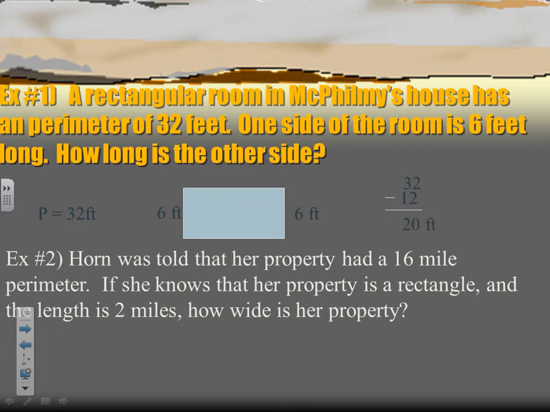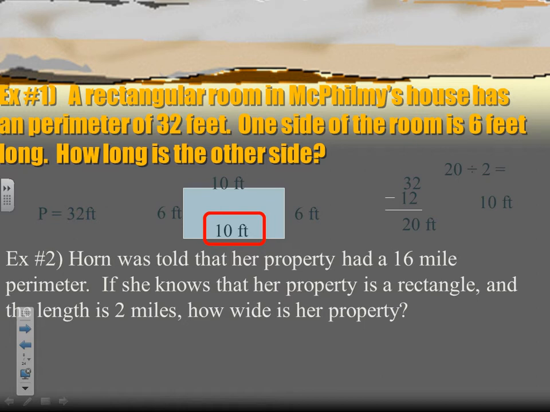That gives me 20. Well, each of these sides is not 20 because I have 2 sides. So since I have 2 sides, I have to divide this 20 by 2 because there's 2 sides there. And we all know 20 divided by 2 is 10. 10 feet is what the other sides are. I'm going to circle that because I want everybody to know what my answer is. If that's confusing, stop, rewind, go check it out.